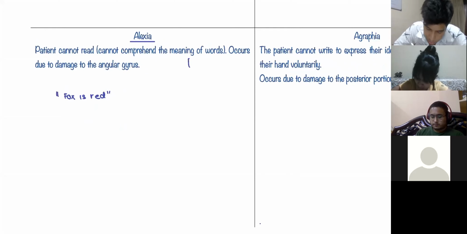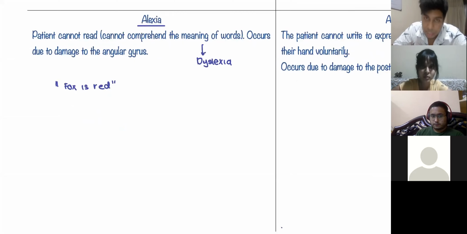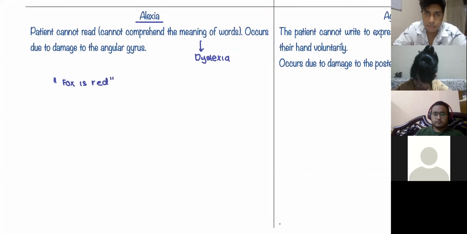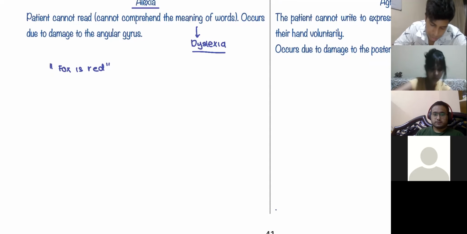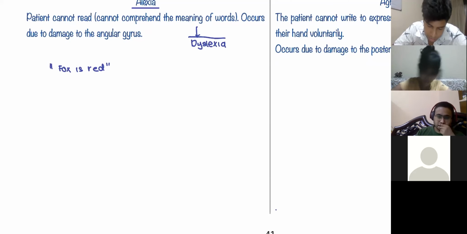Guys, I can't explain this right now, but there's a neurological disorder called dyslexia, which is very similar to this. Dyslexia patients have alexia, where they cannot read and understand those words. Okay, dyslexia is a psychiatric condition.